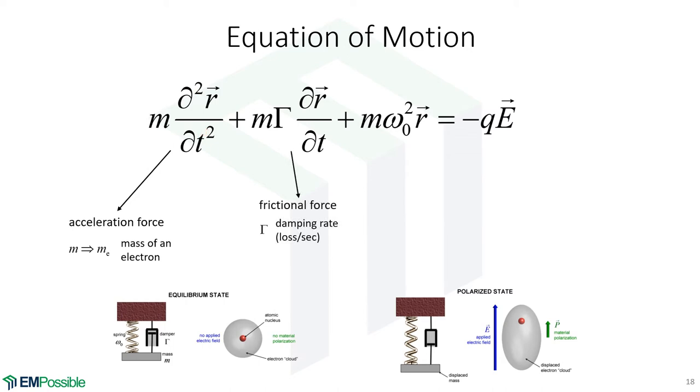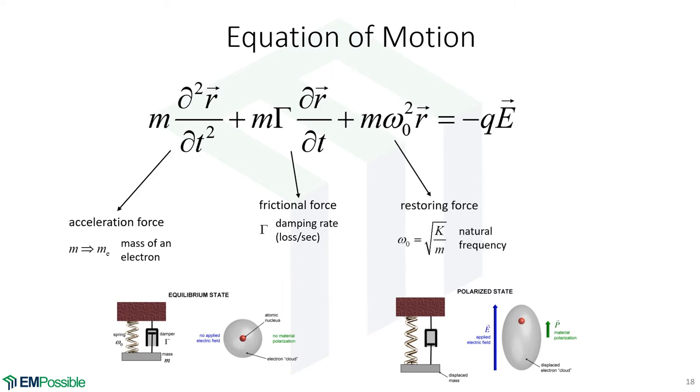This second force is our frictional force. M again is our mass. And we have this damping rate. This is what's describing the friction or the loss in our system. And now we have a first order derivative of position with respect to time. That is velocity. But overall, the unit of this term is still force. And that's our frictional force characterizing our loss.